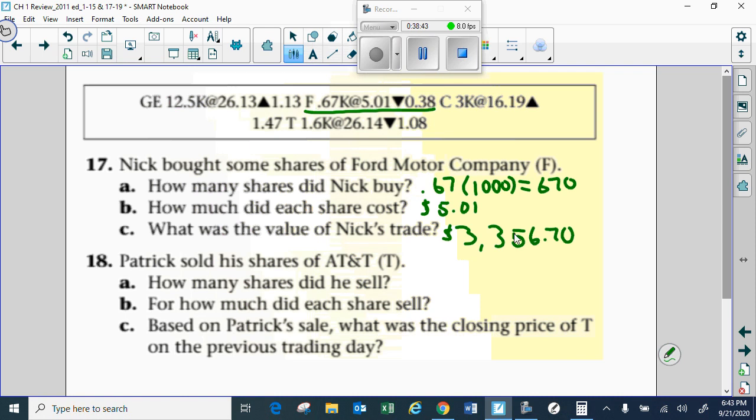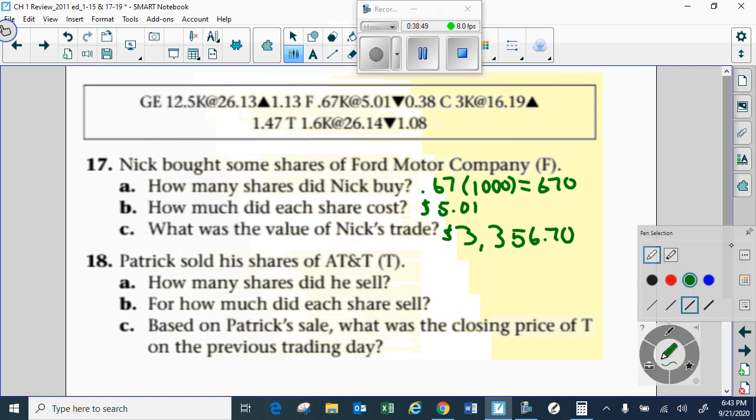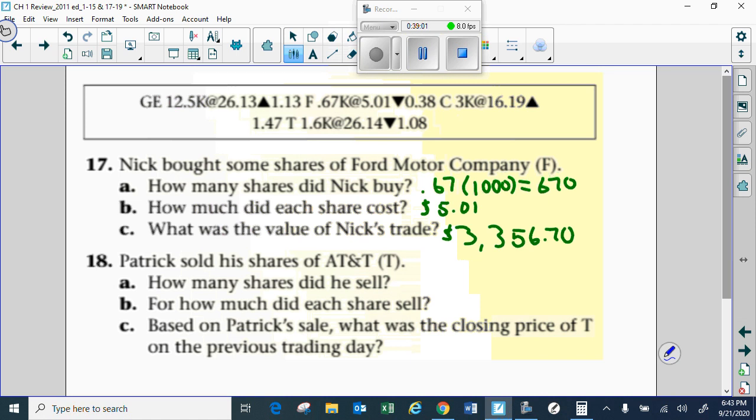Patrick sold shares of AT&T. So now we're looking at AT&T. We'll change the color. We'll go blue. Which is the T? So the T is right here, this one right here. How many shares did he sell?